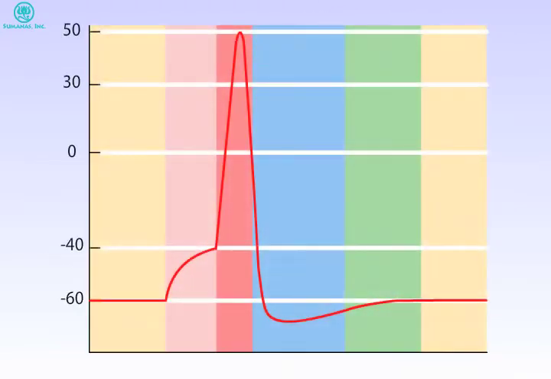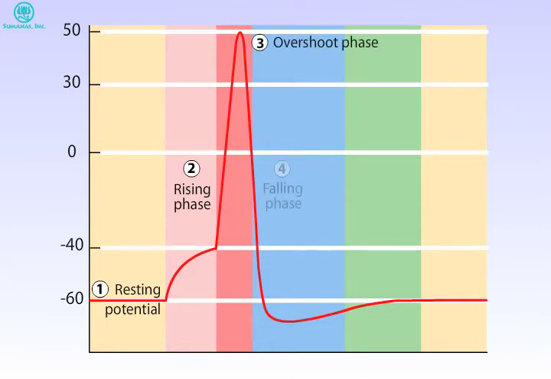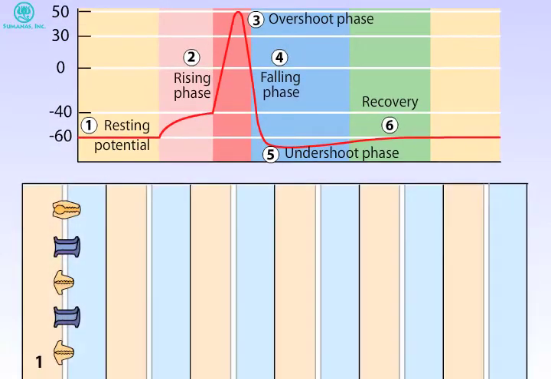The action potential can be divided into six phases: an initial steady state or resting phase, a rising phase, the overshoot phase, the falling phase, the undershoot phase, and the recovery phase. We'll now examine each of these phases in turn.